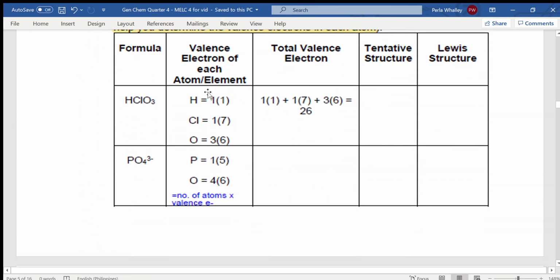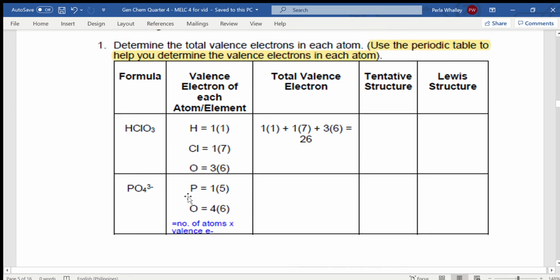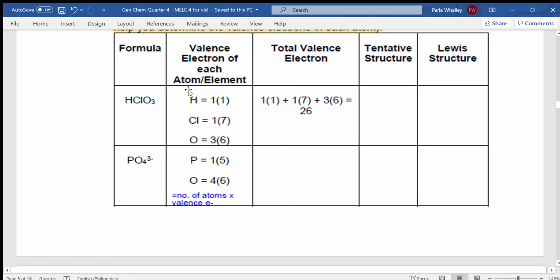Now, we will follow this formula. The number of valence electrons of each element would be equal to the number of atoms times the valence electron. So the number outside the parentheses would be the number of atoms. So hydrogen, how many hydrogen? 1. Chlorine, 1. Oxygen, 3.